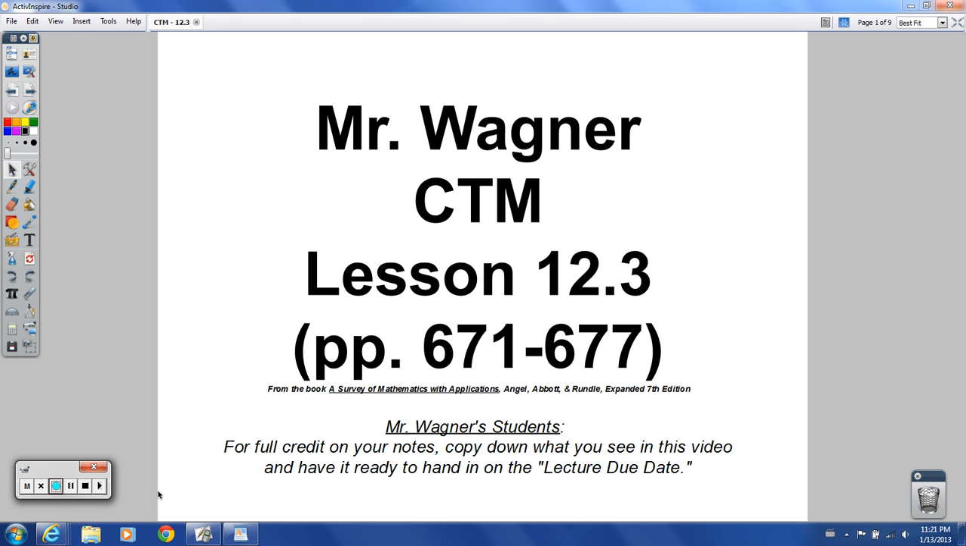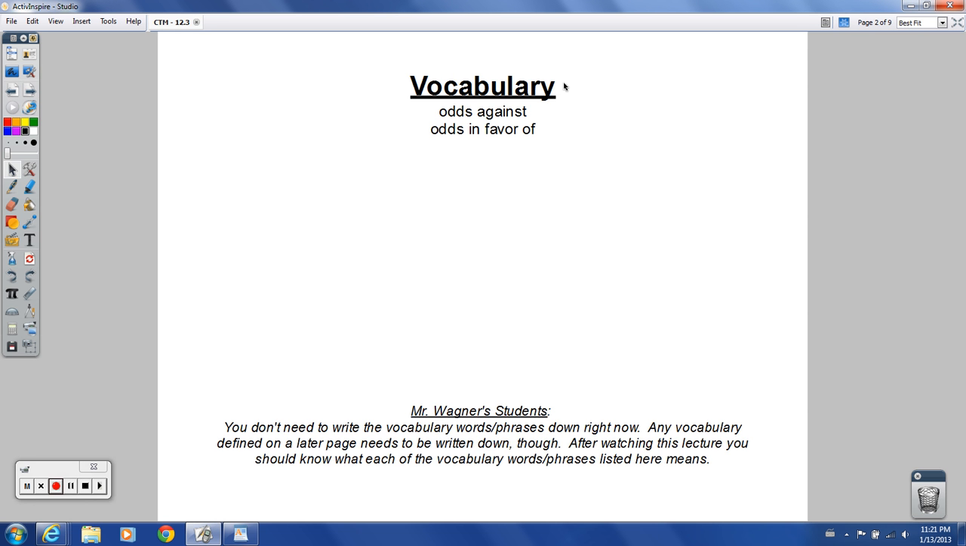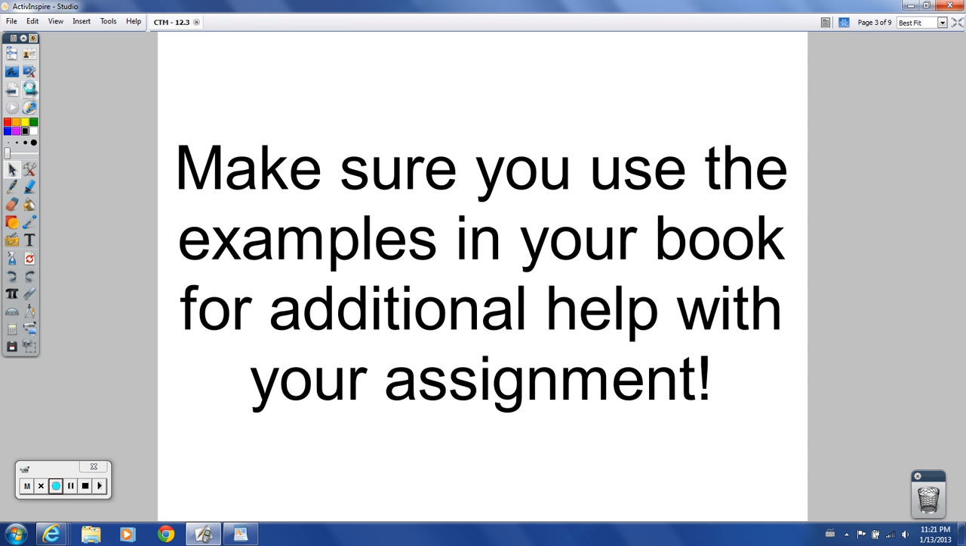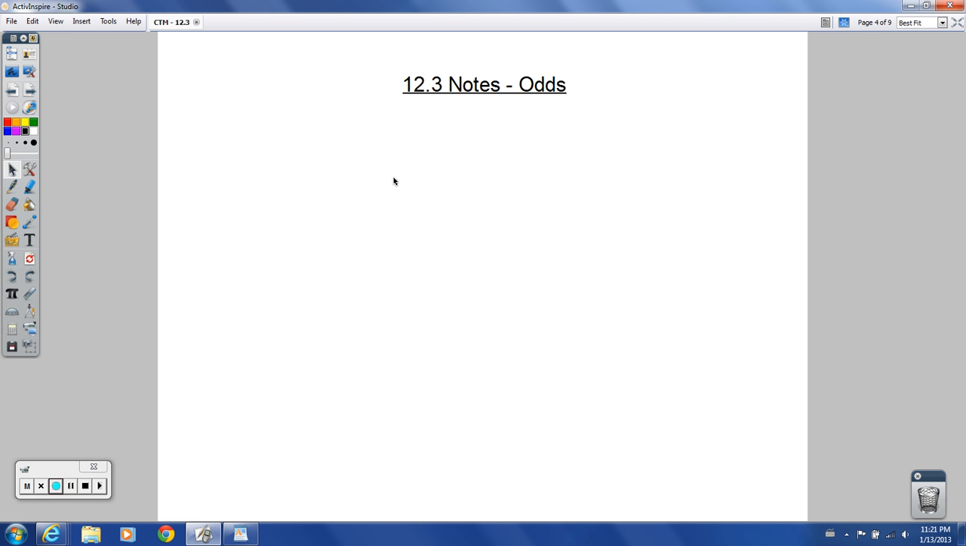Greetings CTM students, welcome to the lesson for 12.3, talking about odds and how that matches up with probability, what we've been learning about in chapter 12 so far. We're going to learn about odds against and odds in favor of, and some of these phrases are commonly misunderstood in normal people's understanding of them, so hopefully we can get a better understanding of what odds actually are and how they relate to probability.